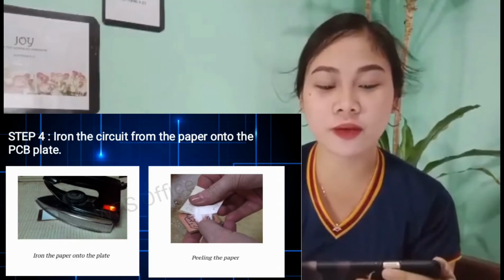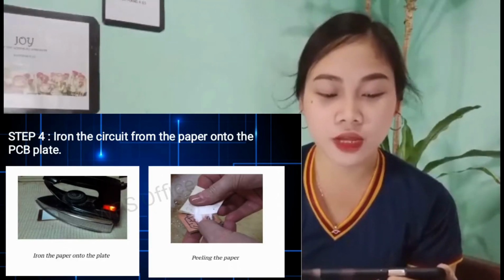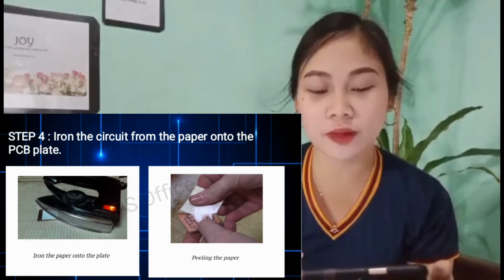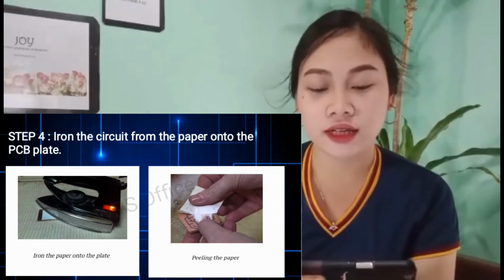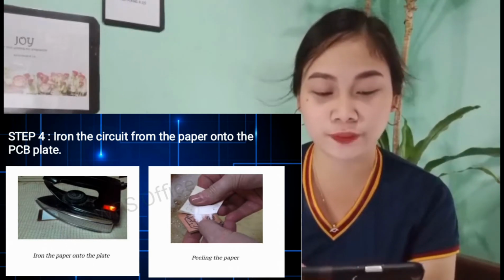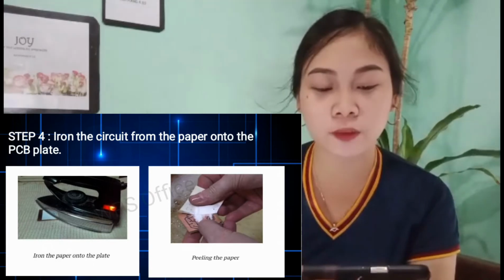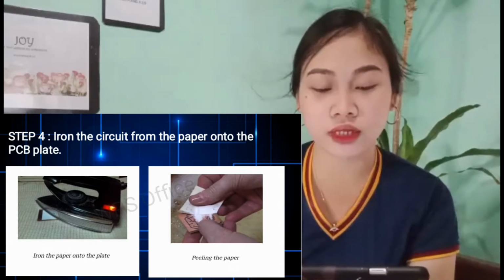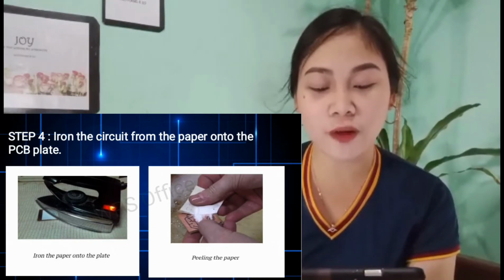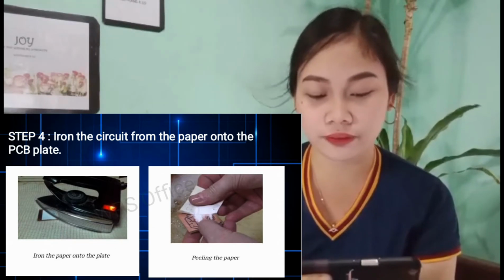Iron the circuit from the paper onto the PCB plate. After printing on glossy paper, we iron its image side down onto the copper side. Then heat up the electric iron to the maximum temperature. Put the board and photo paper arrangement on a clean wooden table. Cover with a tablecloth, with the back of the photo paper facing you.